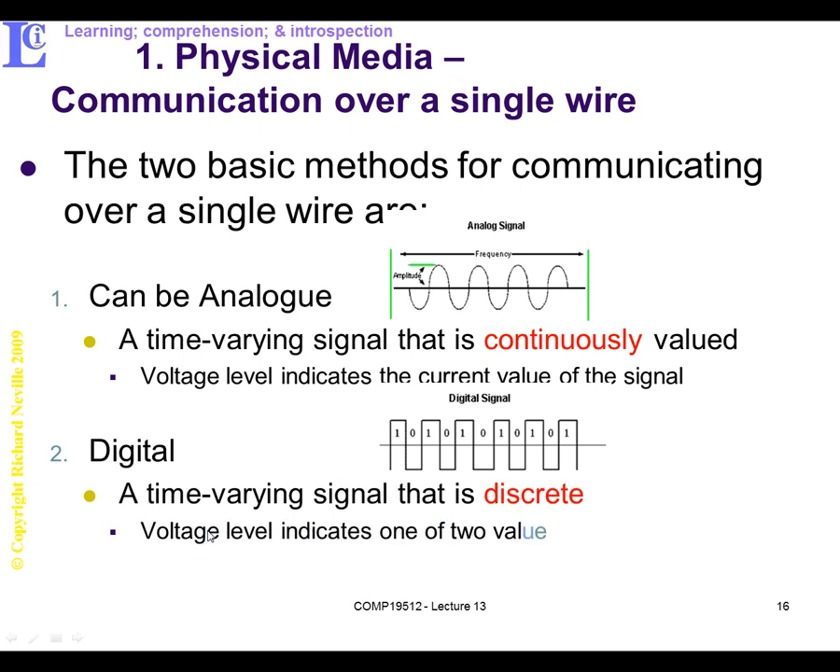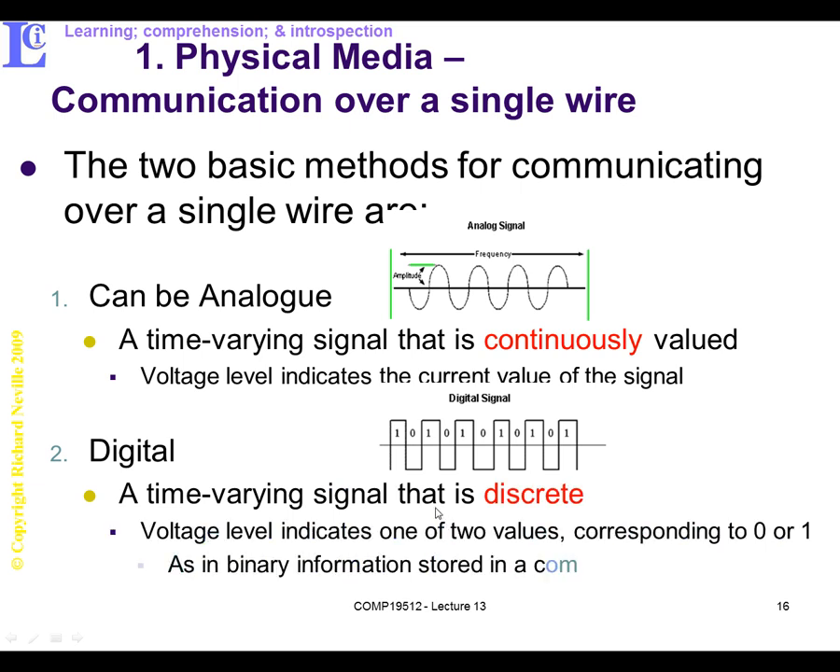So it still can be time varying, but the terminology used is it's discrete. It's not continuous, it's either in a 1 high level or a low. That's all it can be in. One of two voltage levels. So two values, a 0 or a 1. And that's how we store information in digital.